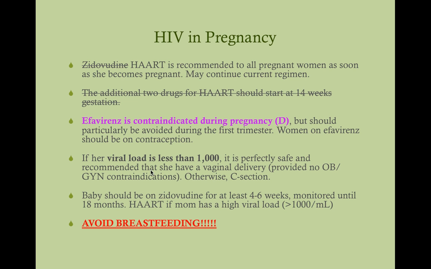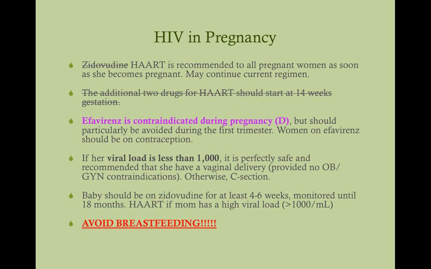If her viral load is less than 1,000, and that's a relatively low viral load, then it's perfectly safe and recommended that she have a vaginal delivery, provided that she can have a vaginal delivery. As long as there are no issues like shoulder dystocia, then we can do a vaginal delivery. Otherwise, if she's above 1,000, we need to do a C-section. When that baby is born, the baby needs to be on zidovudine for 4 to 6 weeks, and 6 weeks is usually the most they need. And they need to be monitored for up to 18 months.